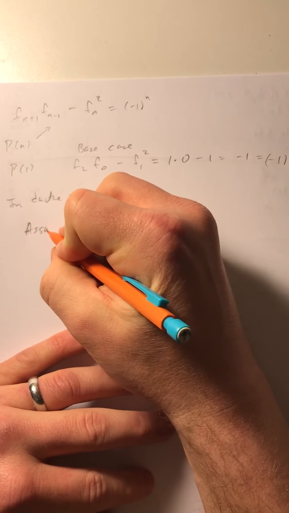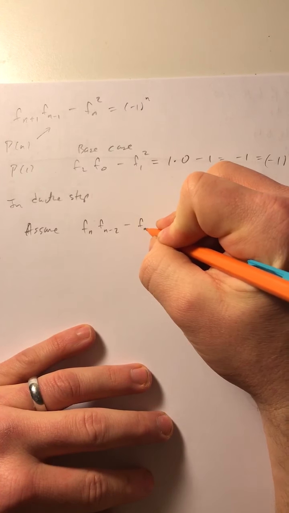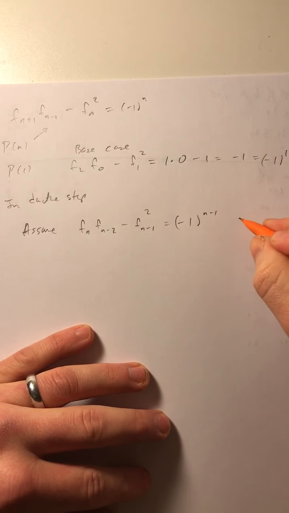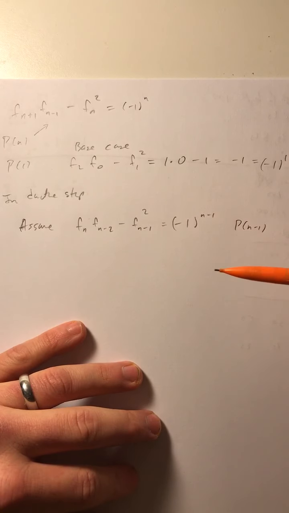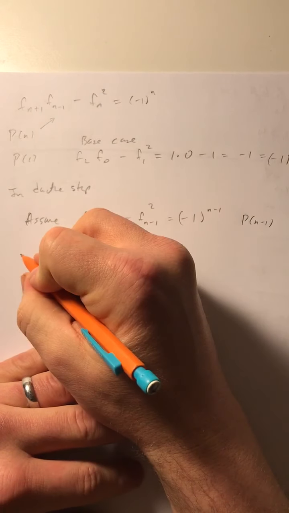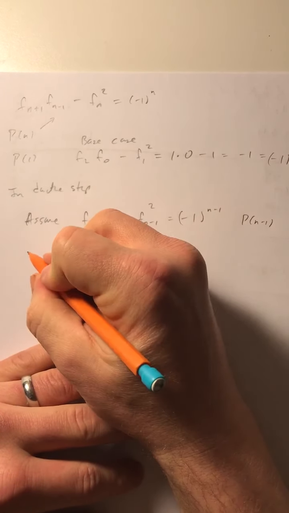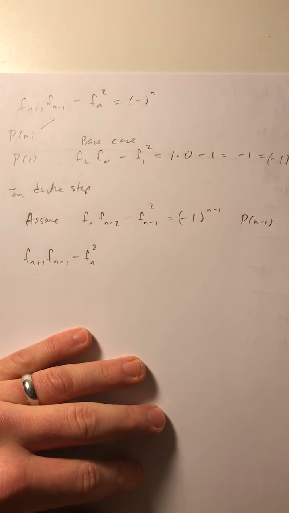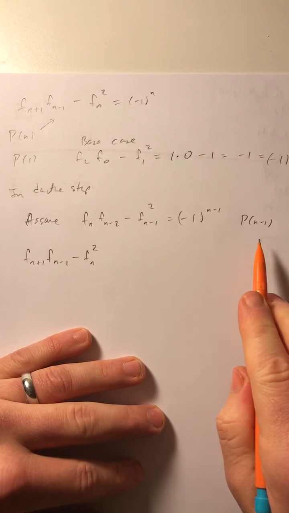So assume, so we make it very clear what we're assuming. I'm going to assume F(n-2) times F(n) minus F(n-1) squared equals negative 1 to the n minus 1. I'm assuming P(n-1), and I'm going to use this to prove P(n). You can assume P(n) and use it to prove P(n+1). It's the same thing. So I'm going to assume this, and then use it to prove the next case. The next case would be F(n+1) times F(n-1) minus F(n) squared, and I would like for this to come out to be negative 1 to the n. That's my goal, is to prove that P(n) is true, given that P(n-1) is true.